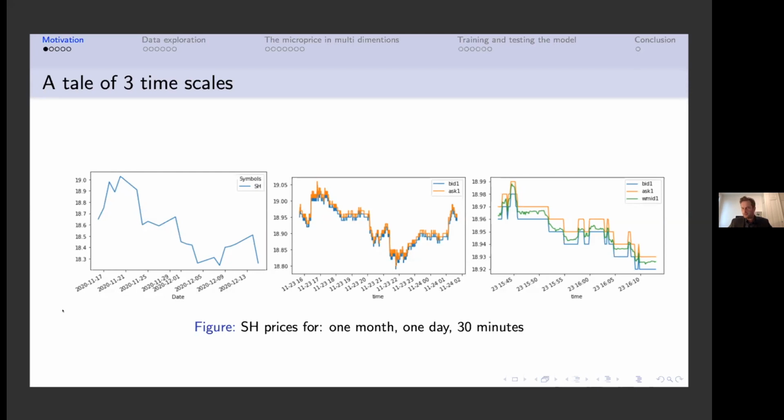Now, what I've also plotted on the plot on the right is the weighted mid, which turns out to be an important concept in high frequency trading. The mid is the average of the bid and the ask. The weighted mid is an average that gives more weight to either the bid or the ask, depending on the bid sizes and the ask sizes. So, for example, if the bid size is much larger than the ask size, the weighted mid will be closer to the ask. And that reflects the supply and demand imbalances.